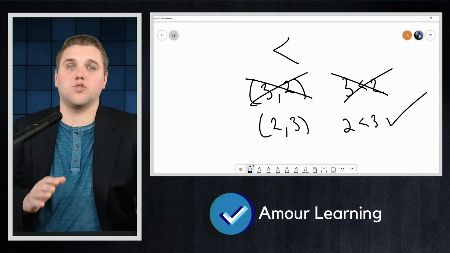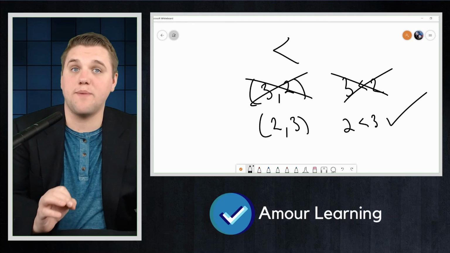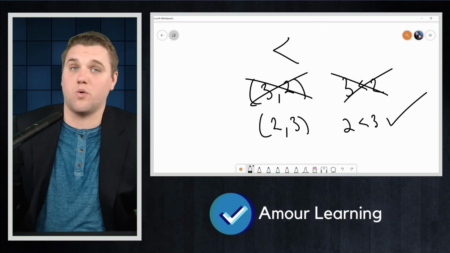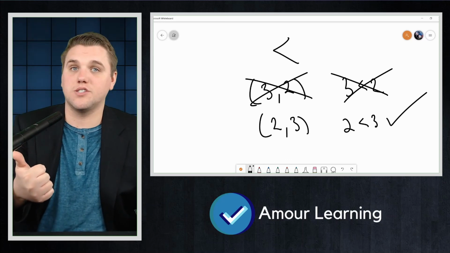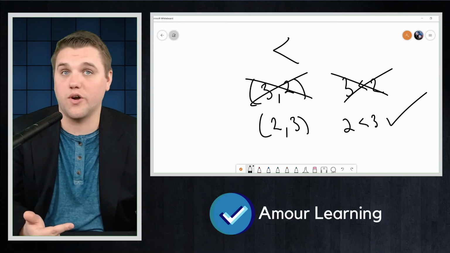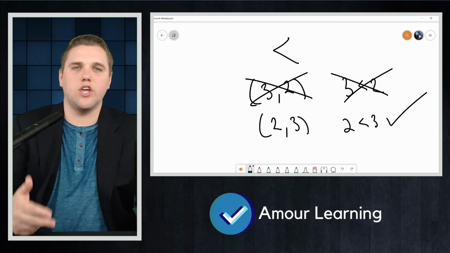Over the next few lectures, we'll be discussing the 2 major types of relations with technical definitions that you'll see in most discrete math courses: equivalence relations, or equal symbols, and ordered sets, or partial orderings, which makes use of the less than or equal to symbol.